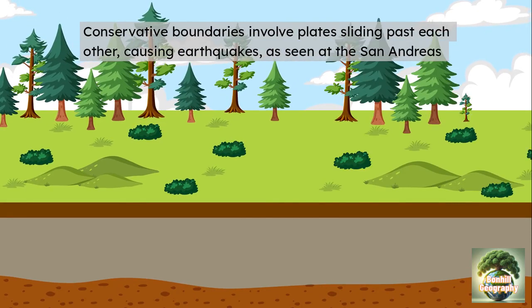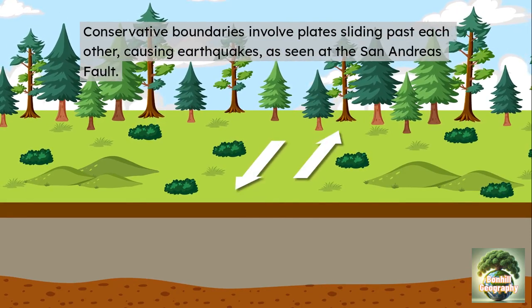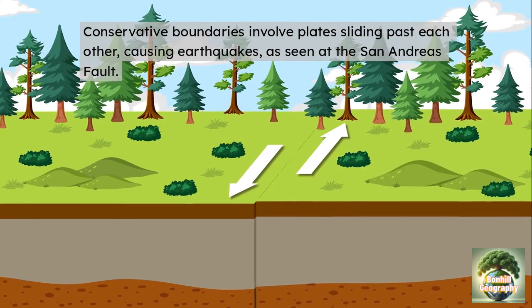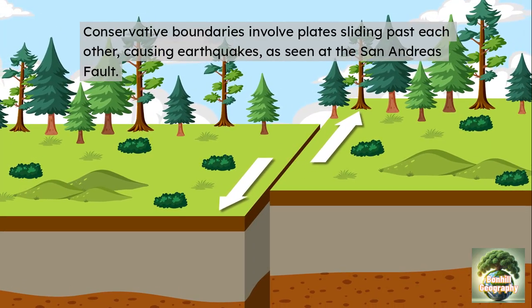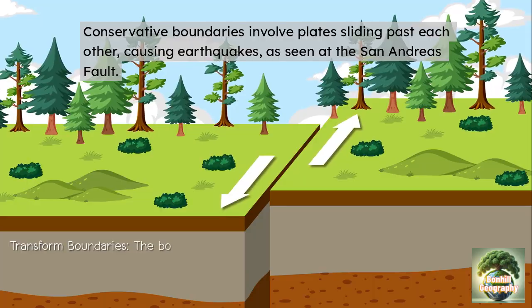Conservative boundaries involve plates sliding past each other, causing earthquakes. We can see examples of this at the San Andreas Fault. As a reminder, we're not going to see any volcanoes here, only earthquakes.